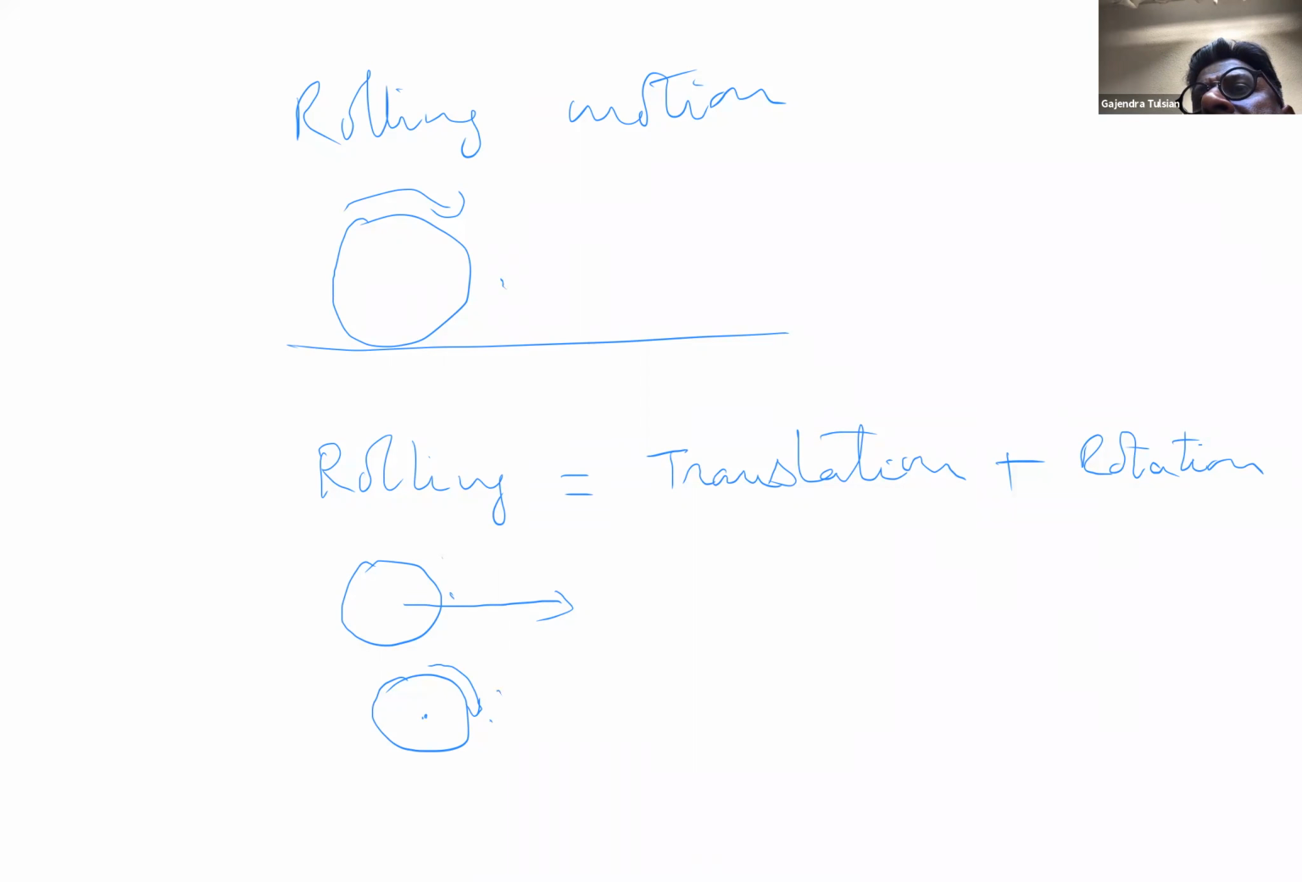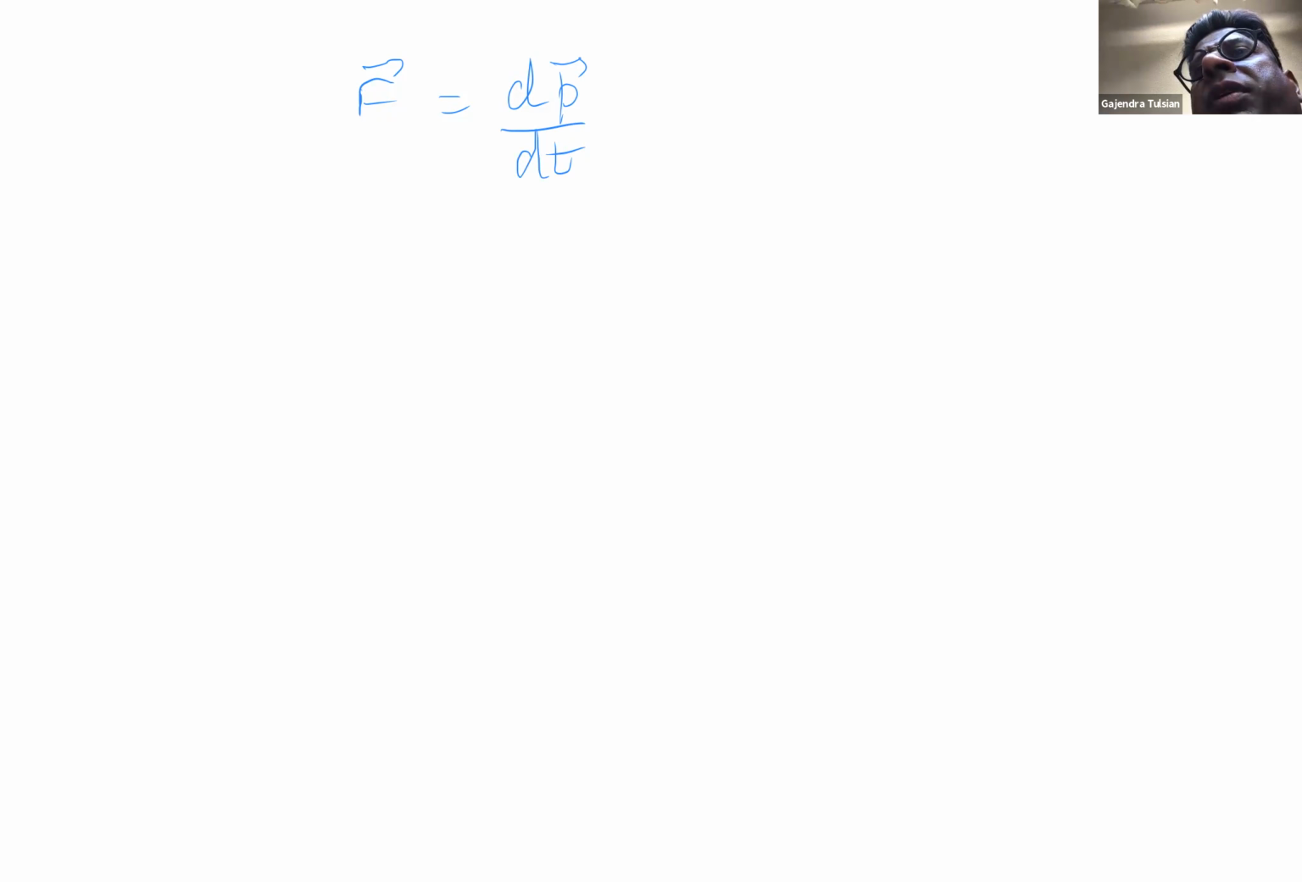Here was Newton's second law of motion for linear motion: force was equal to rate of change of linear momentum. So what you will see in this chapter is that the parallel equation for rotational motion is torque is equal to rate of change of angular momentum. And then we'll see applications of this equation.